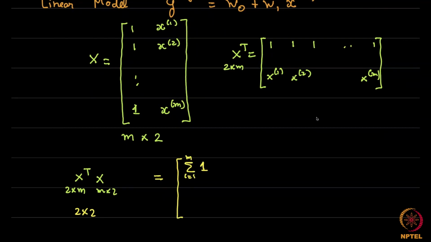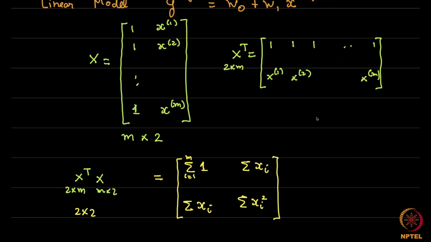Next, this location will be first row into second column. You can see 1 into x1 plus 1 into x2. So this is simply sigma xi. It's symmetric, so this one is also going to be sigma xi. The final one is x1 squared plus x2 squared up till xm squared. So this is sigma xi squared.